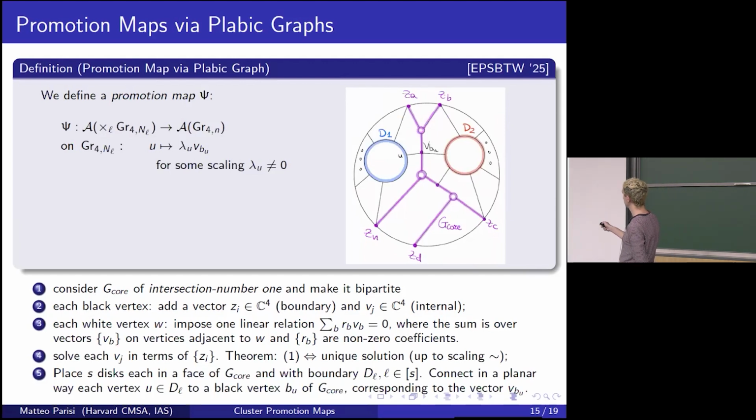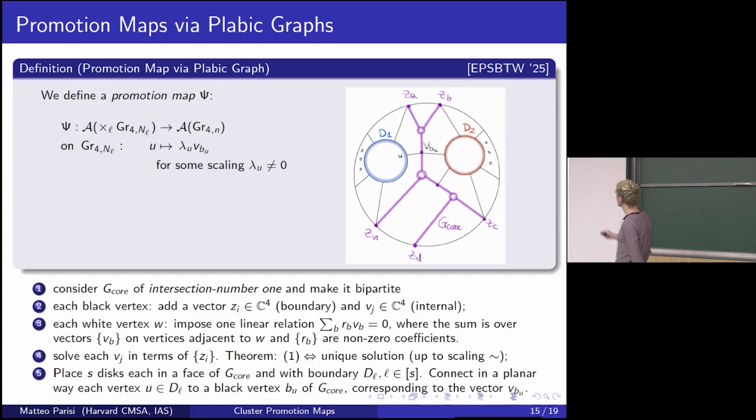And afterwards, what we do is we place disks, one disk for each face of our plabic graph. In this case, we place one disk here, but I could place it also in other places. And for each disk I consider the vertices on the disk, and I connect each vertex of the disk to a vertex on the core. So a vertex here is connecting to here, a vertex here is connecting to there, and so on, in a way that is planar, so I don't cross any edges.